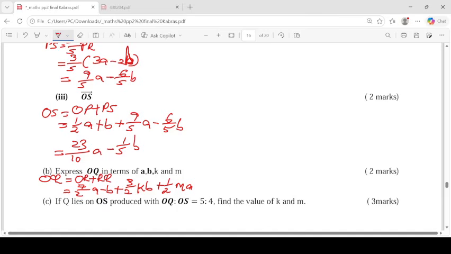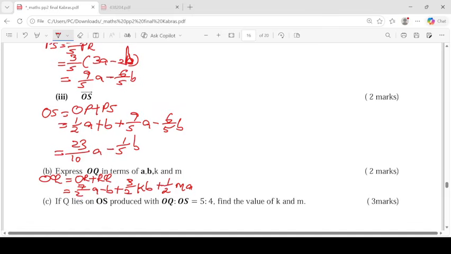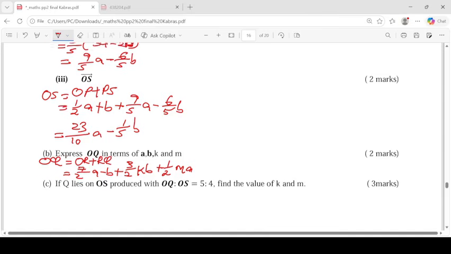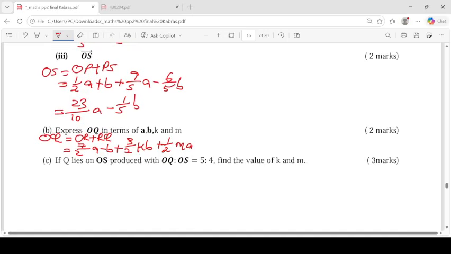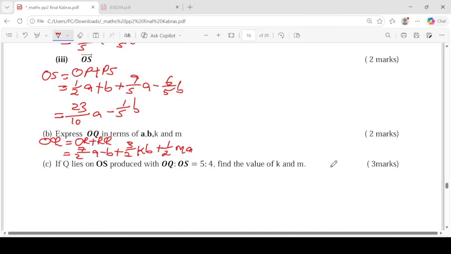So the moment you have that, is there a need to work it out further? Even that one is just correct up to that point. But see, if Q lies on OS produced, with OQ to OS being equal to 5 to 4, find the values of K and M.